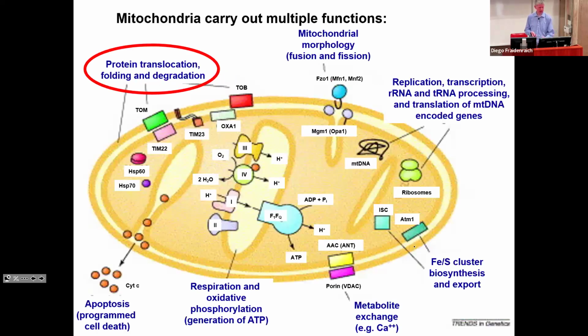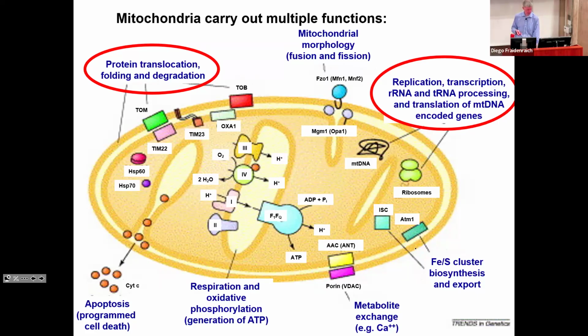Okay, so protein translocation, folding, degradation. That's for most of the proteins that are coming into mitochondria, but there are only a handful, a couple of proteins encoded by mitochondrial DNA, and there are also tRNAs and ribosomal RNAs. So they have their own ribosomes needed for translation.